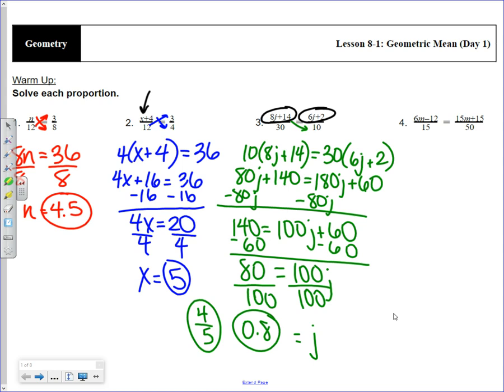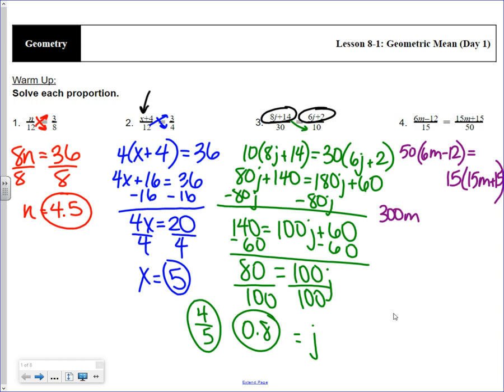All right, last one over here. Let's go ahead and distribute. I've got the 50 that's going to be distributed. And I've got the 15. Oh, if I can fit it in here. That's got to be distributed. All right, what is 50 times 6m? And those are m's. How about 50 times negative 12? Say it again. Okay, 15 times 15, we know that one. It's a perfect square, right? 225. And then another 15 times 15 is another 225.